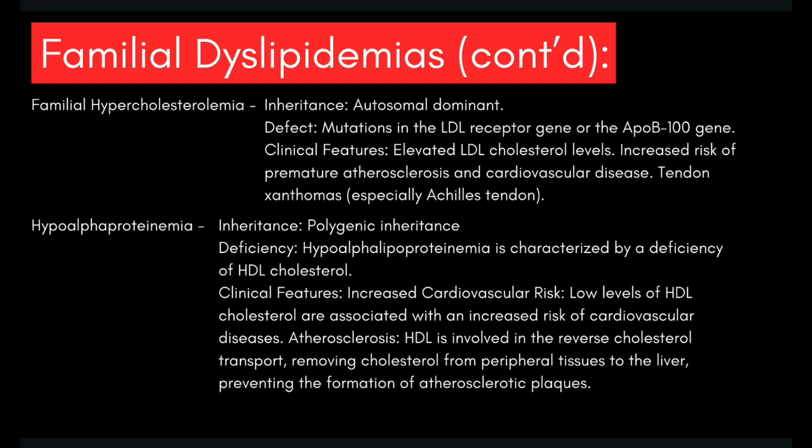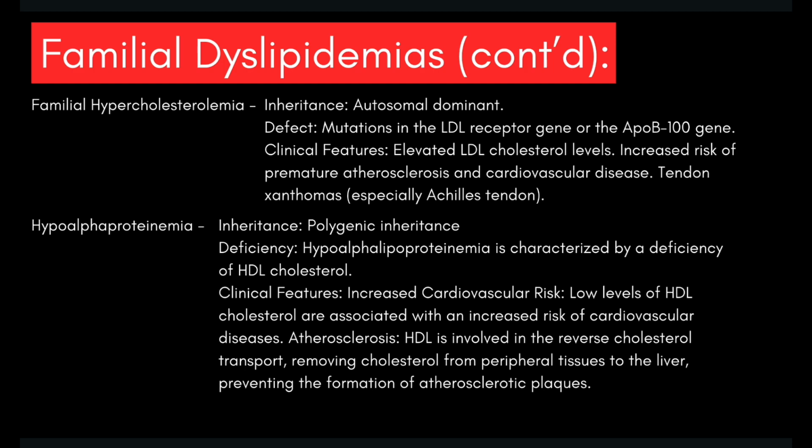So moving on to the next set of dyslipidemias we'll be covering. So we have familial hypercholesterolemia. Try saying that real fast 3 times. It is inherited in an autosomal dominant fashion. The main defects seen in it are mutations in the LDL receptor gene or the apolipoprotein B100 gene. The main clinical features seen are elevated LDL cholesterol levels, increased risk of premature atherosclerosis and cardiovascular disease. You can also see tendon xanthomas, especially of the Achilles tendon.